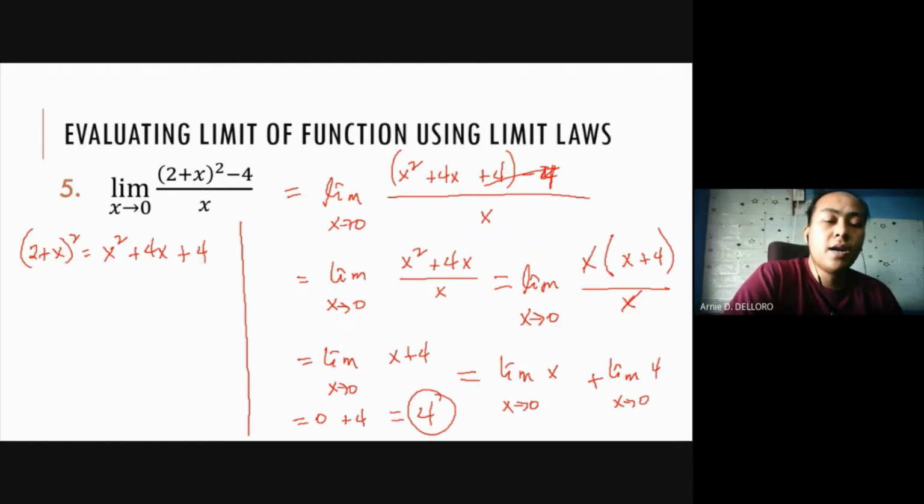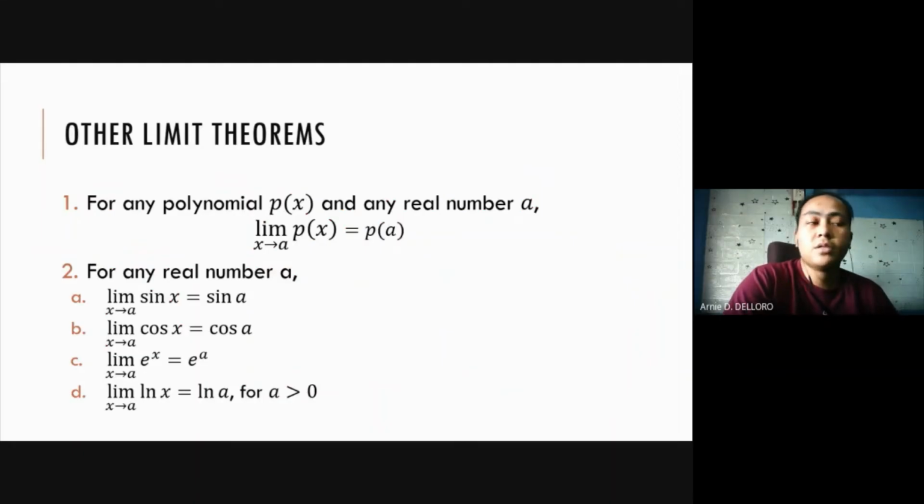Okay? Sige, there are actually other limit theorems. So first, for any polynomial p of x and any real number a, the limit of p of x as x approaches a is equal to p of a. Or simply, substitute the value of a to all the variables in each term in the given polynomial function.